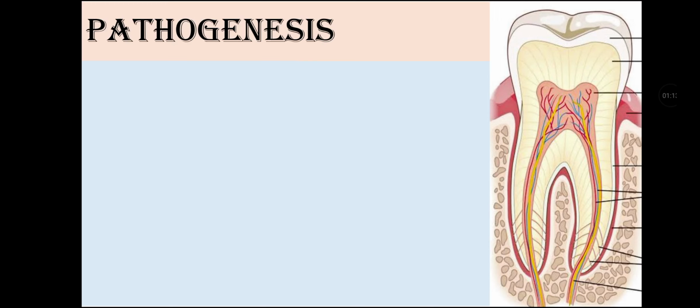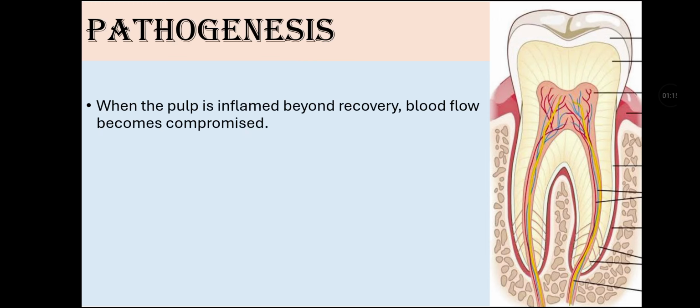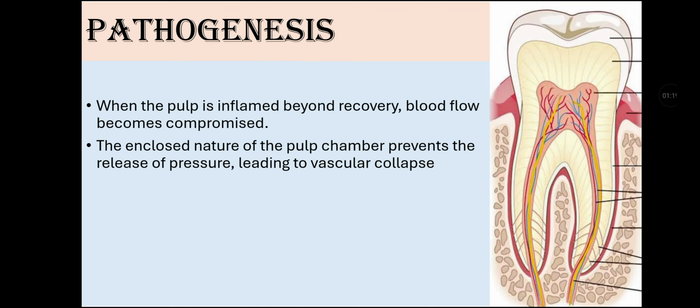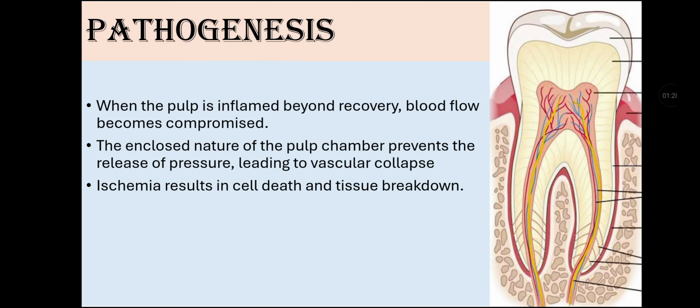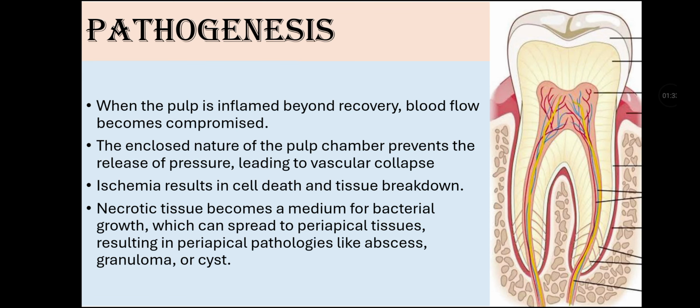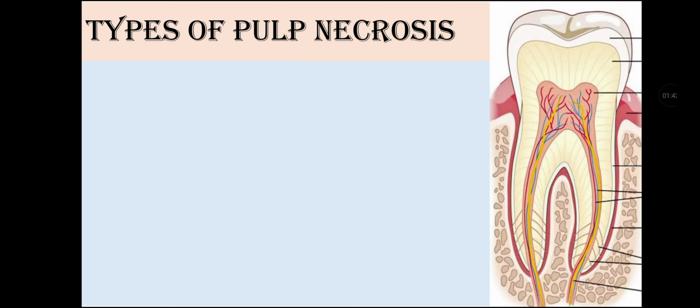Now let's talk about pathogenesis of pulp necrosis. When the pulp is inflamed beyond recovery, blood flow becomes compromised, and this compromised blood flow in the enclosed nature of the pulp chamber prevents the release of pressure, leading to vascular collapse. As a result, there is ischemia and cell death and tissue breakdown. Necrotic tissue becomes a medium for bacterial growth, which can spread to periapical tissue, resulting in periapical pathologies like abscess or granuloma or cyst.